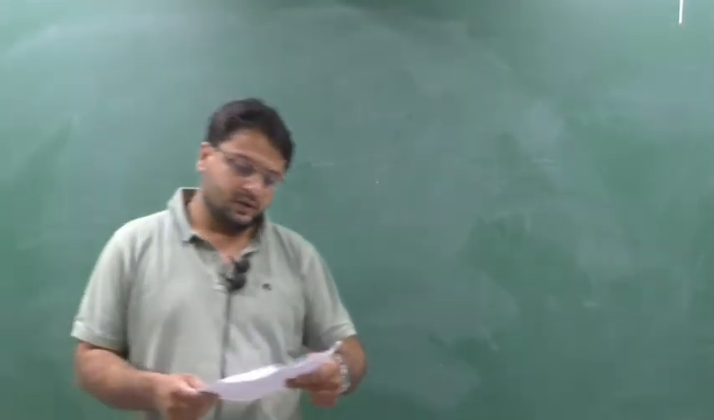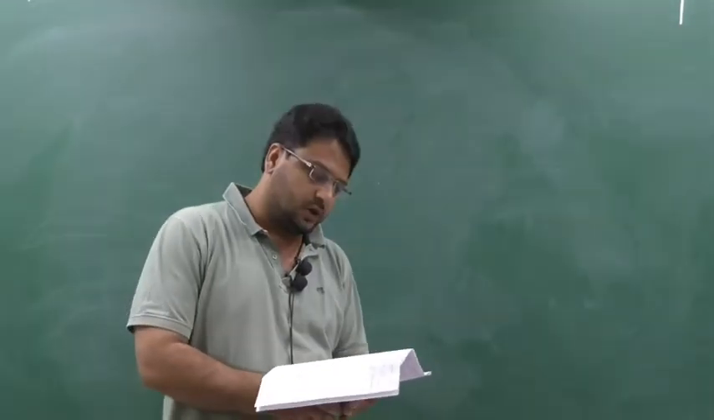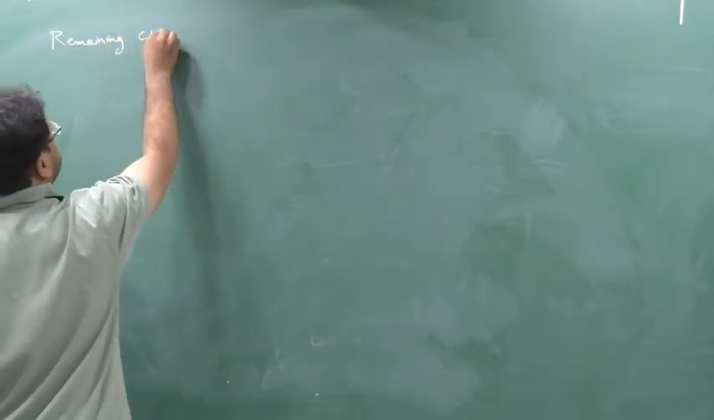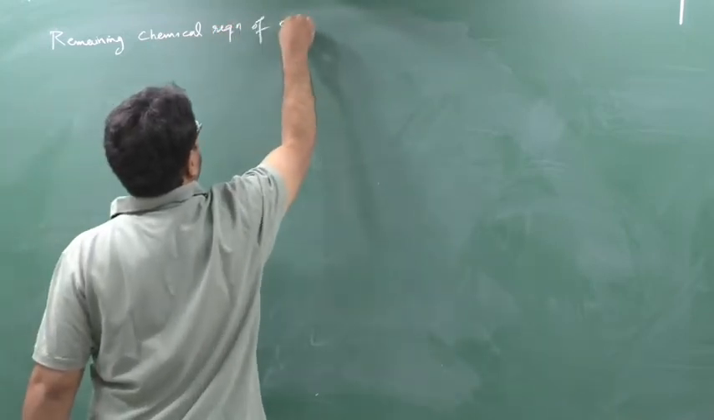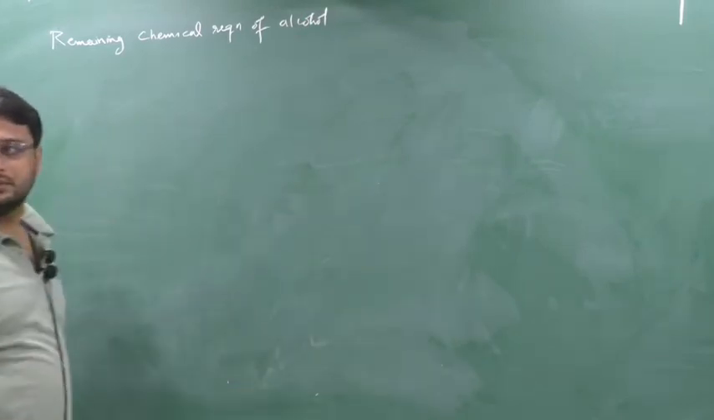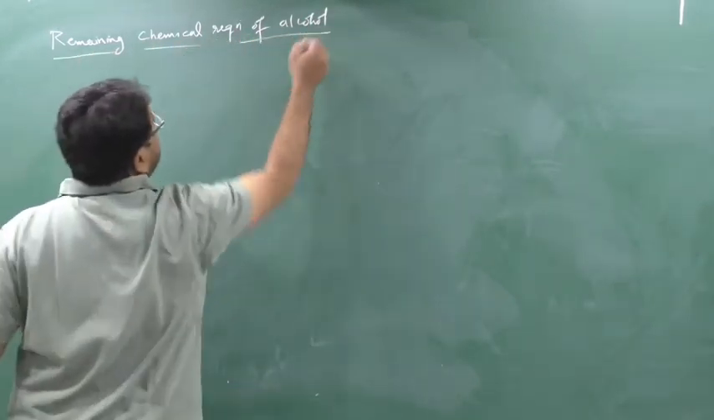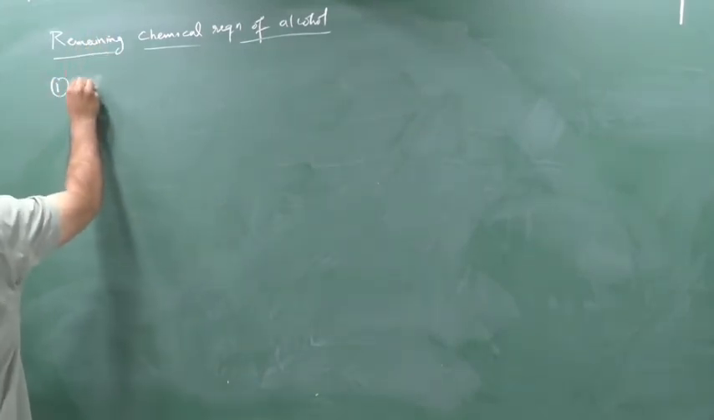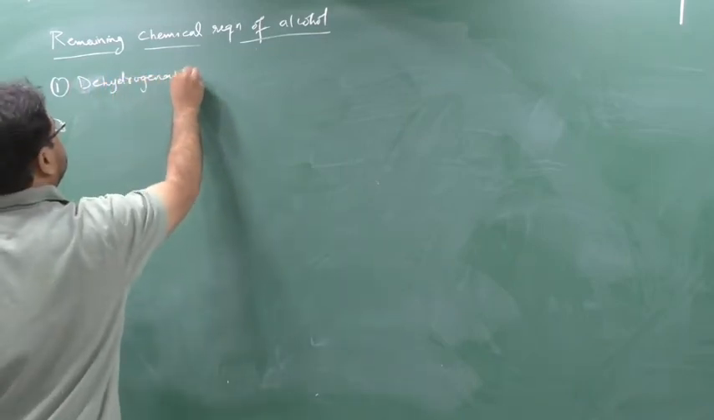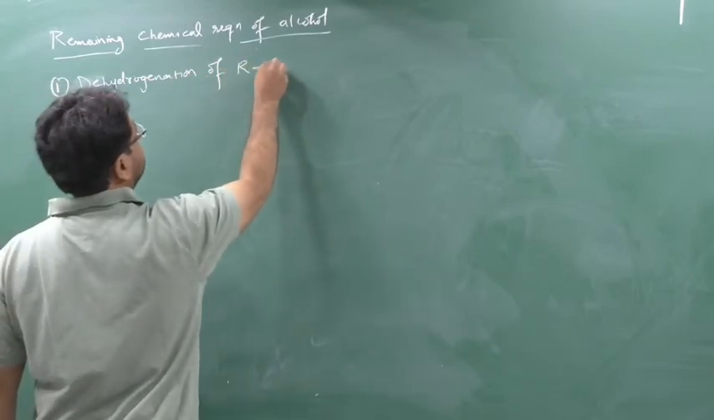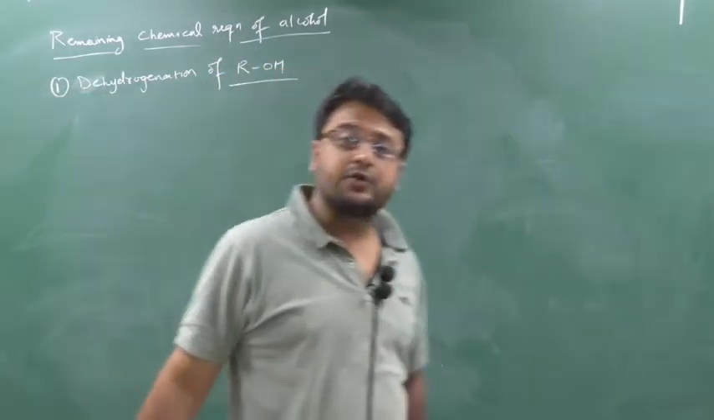So hello students. Today we are going to see the last portion of alcohol. So you can make a heading: remaining chemical properties or chemical reactions of alcohol. Clear? Okay. So in that, first is dehydrogenation of alcohol.